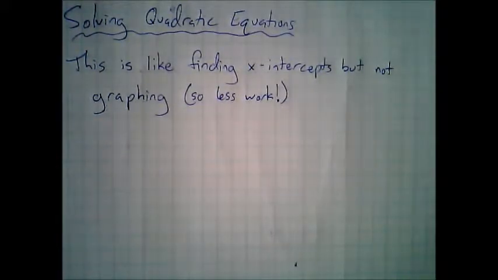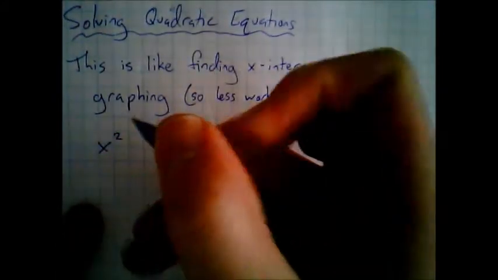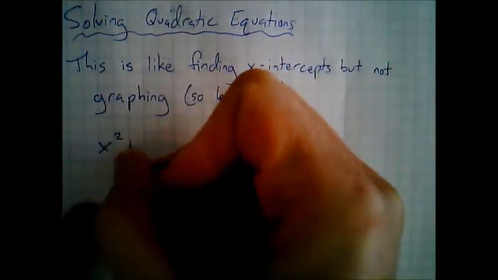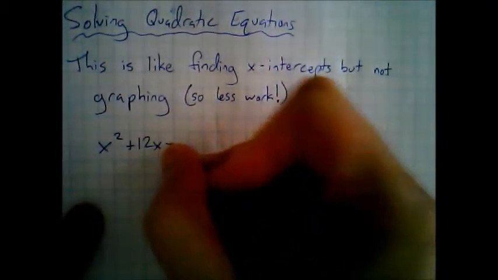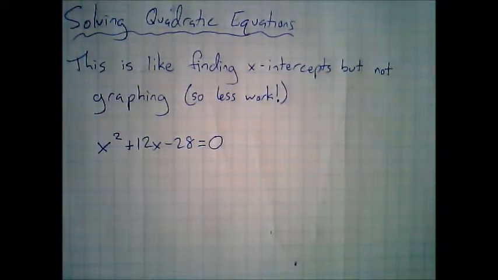Okay, in this video we're going to look at solving quadratic equations. Now solving quadratic equations is really just like finding the x-intercepts for a parabola, but now we're just not graphing. So we're doing a little bit less work. A quadratic equation, again, is anything that has an x squared. So let's say we have the example x squared plus 12x minus 28 equals 0. Again, it's just like finding the x-intercepts.